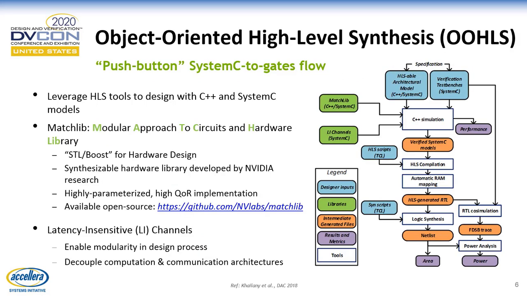The front-end design methodology we call object-oriented high-level synthesis. It is a push-button flow from SystemC to layout. We code the architectural models in synthesizable C++ and SystemC, and leverage high-level synthesis tools for generating the RTL. A key aspect of this is the heavy use of object-oriented high-level language features and the use of libraries to reduce the design effort. Our library is called MatchLib. It stands for Modular Approach to Circuits and Hardware Library.